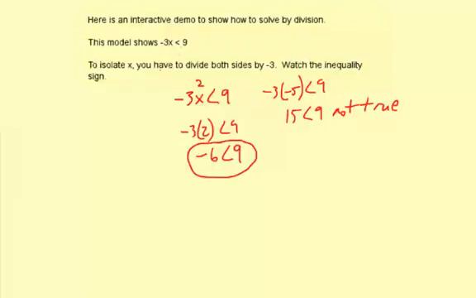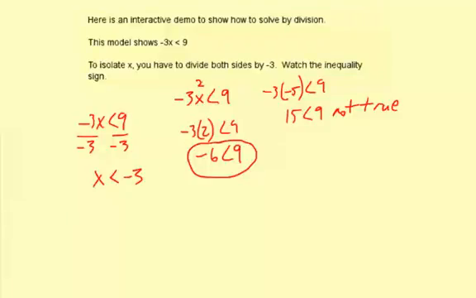So let's take this inequality and solve it now. Negative 3x less than 9, divide by negative 3. Negative 3 divided by negative 3 makes positive 1, so you just get the x. And let me leave the inequality sign where it is. And then 9 divided by negative 3 is negative 3.